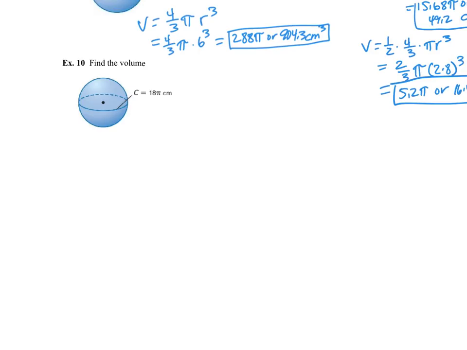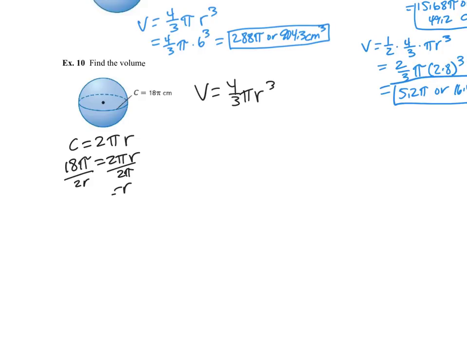So last but not least, let's find the volume of this sphere. Now remember, to find the volume, volume is 4/3 times pi times the radius cubed. So the first thing we're going to have to do is use this circumference to find the radius. Remember, circumference is found by taking 2 times pi times the radius. So if my circumference is 18 pi, I'm going to set that equal to 2 times pi times r. Divide both sides by 2 pi. And we get that our radius is equal to 9. So that's the piece of information I needed for this formula. The only dimension I need is the radius.